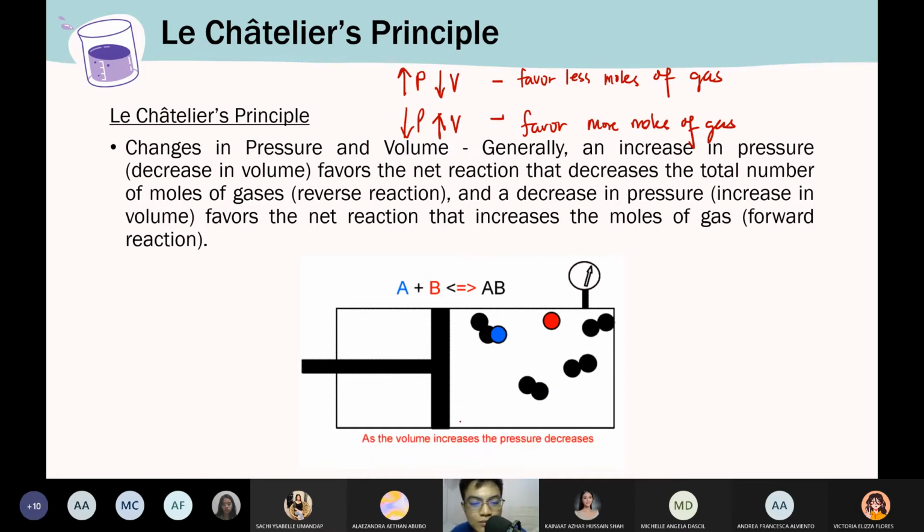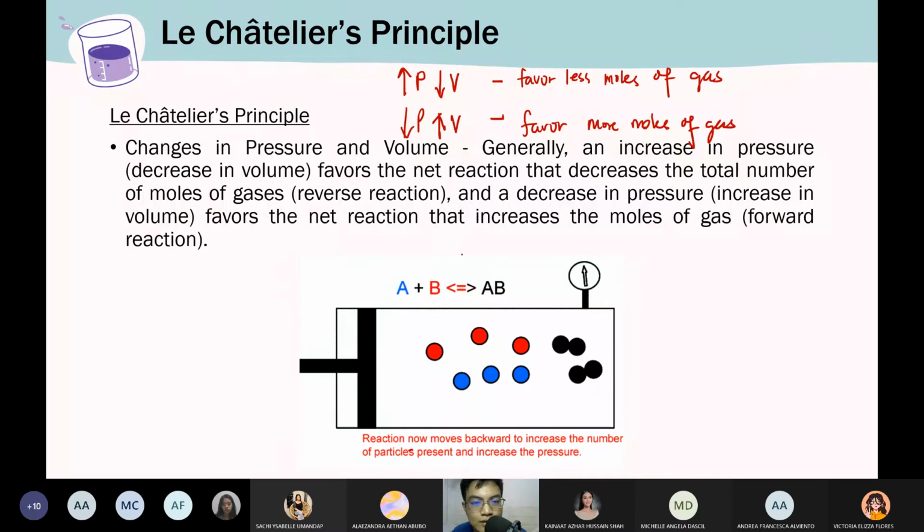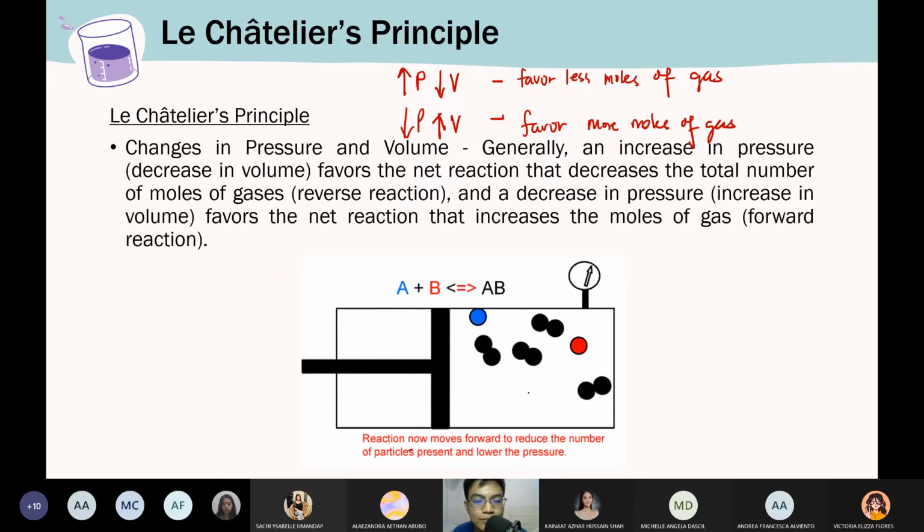So let's look at this demonstration here. So sabi dito, as the volume increases, what happens? Dumami yung reactant side. Nung in-increase naman niya yung pressure, look at what happened. Dumami yung black, dumami yung product side.